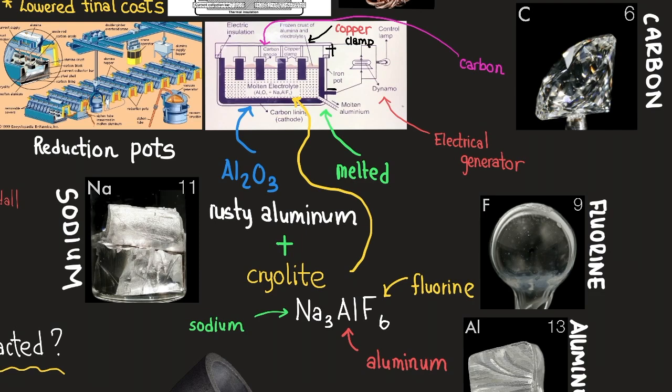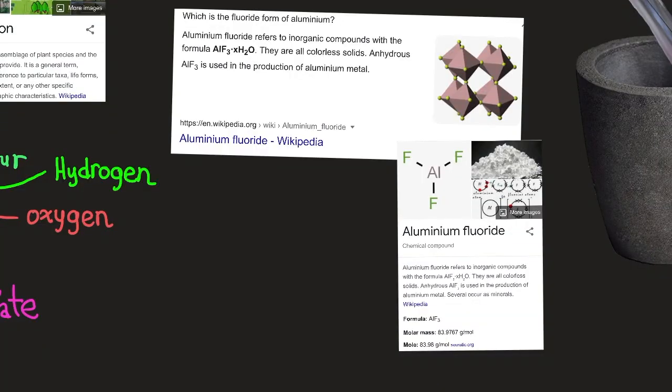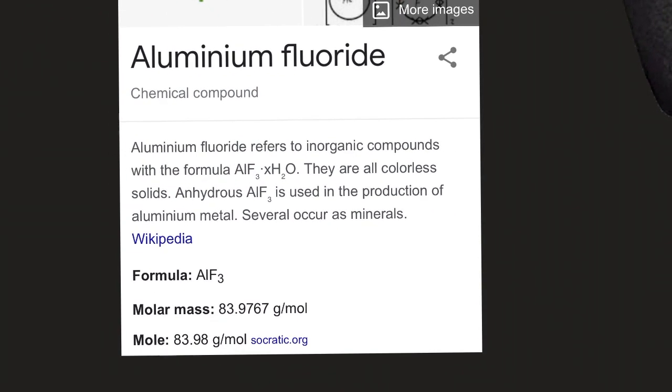Because some of the fluoride from the cryolite electrolyte is lost in the process, aluminum fluoride is added as needed to restore the chemical composition of the bath. A bath with an excess of aluminum fluoride provides maximum efficiency. So here we have aluminum fluoride. The chemical formula for aluminum fluoride is AlF3.